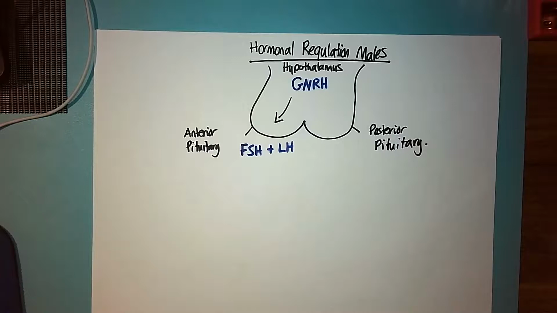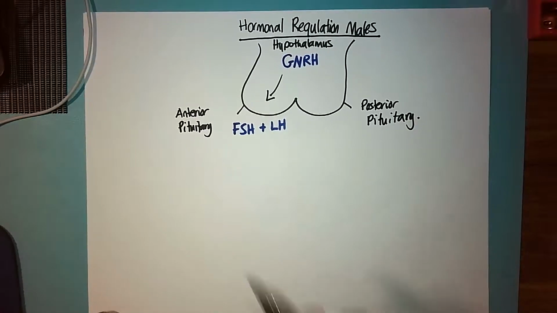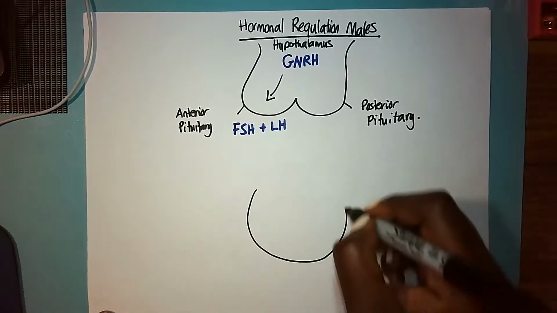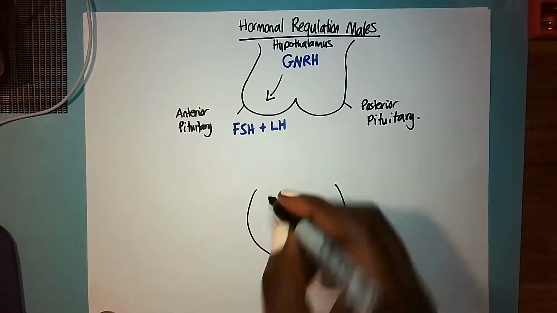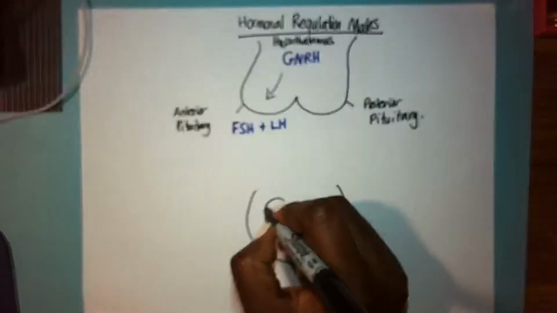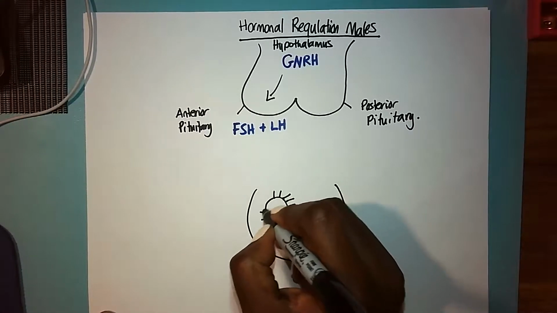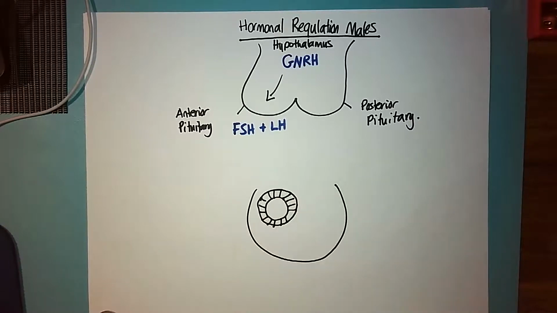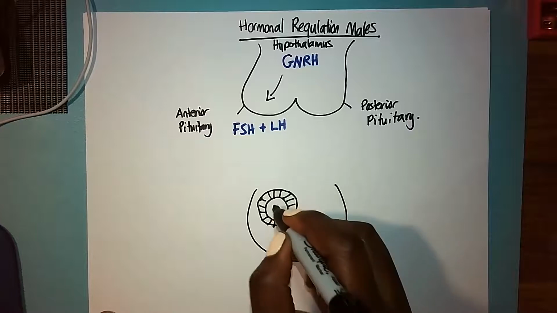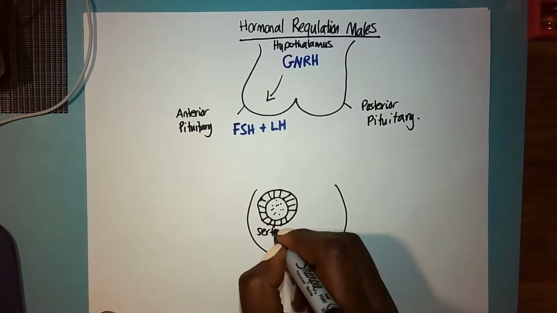Now, FSH and LH are going to have two different roles in terms of what they instruct the testes to do. So let's draw our testes here. We describe two types of cells in our testes. We describe the Sertoli cells. So this is our seminiferous tubule. These are our Sertoli cells which are lining that tubule. And this is the lumen of the tubule we have, the developing sperm.